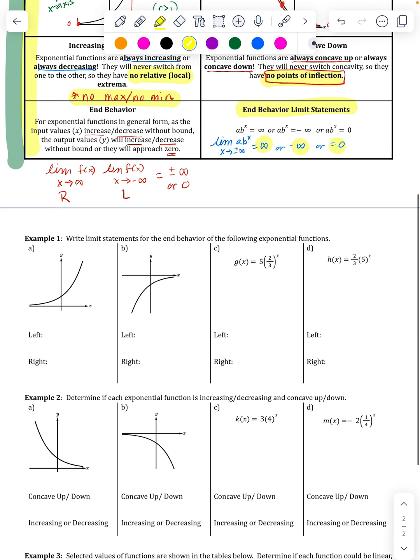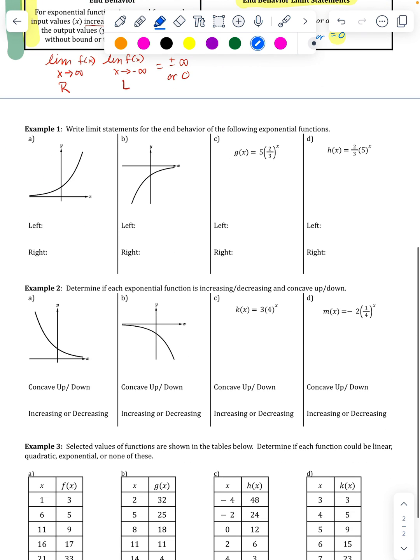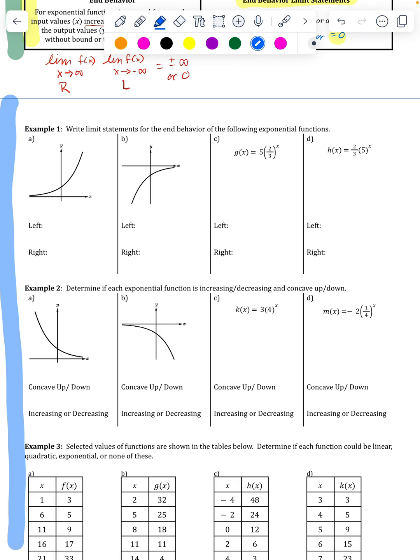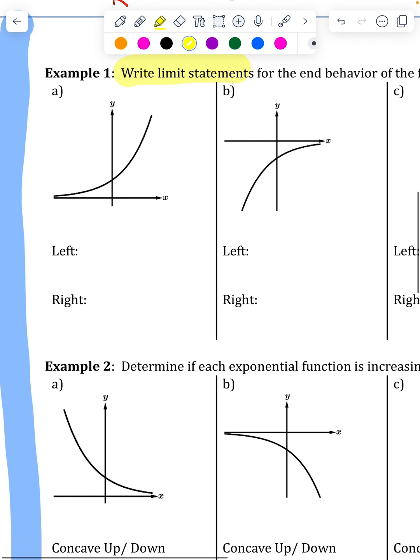So let's try doing the examples. The rest of this is examples 1, 2, and 3. Let's get those knocked out, and then we'll be all ready to be experts on our homework. It says, write a limit statement. That is actually my instructions for the end behavior. If you look at this, this is your right end, this is your left end, this is going up towards infinity, this is going towards zero.